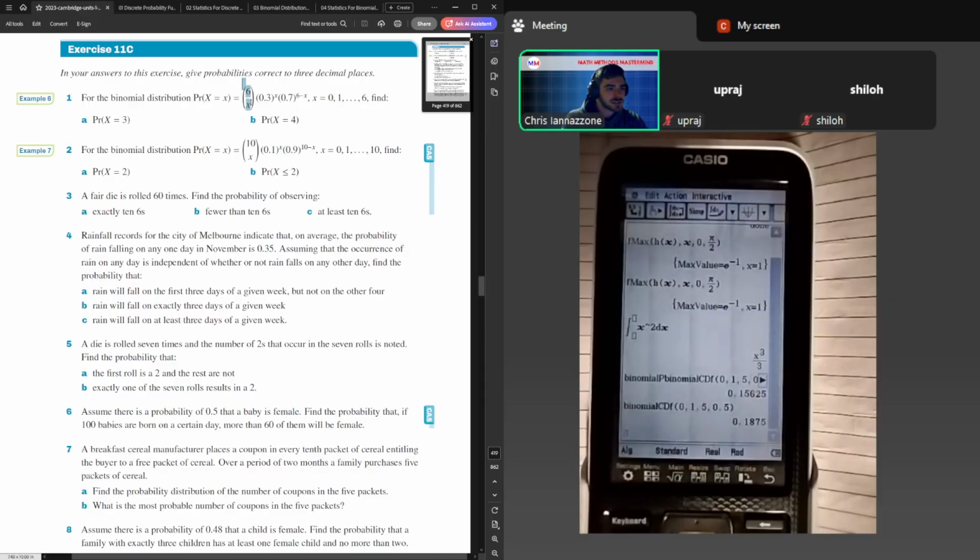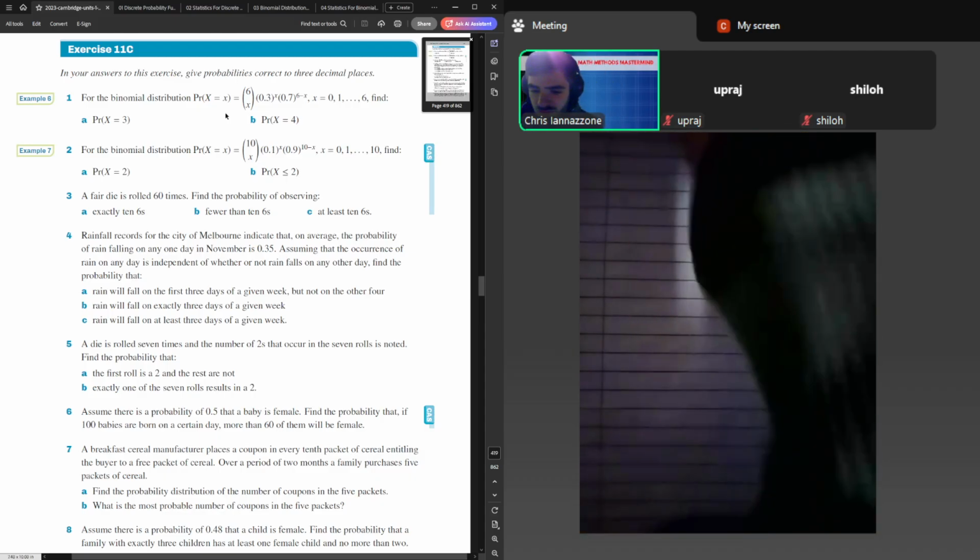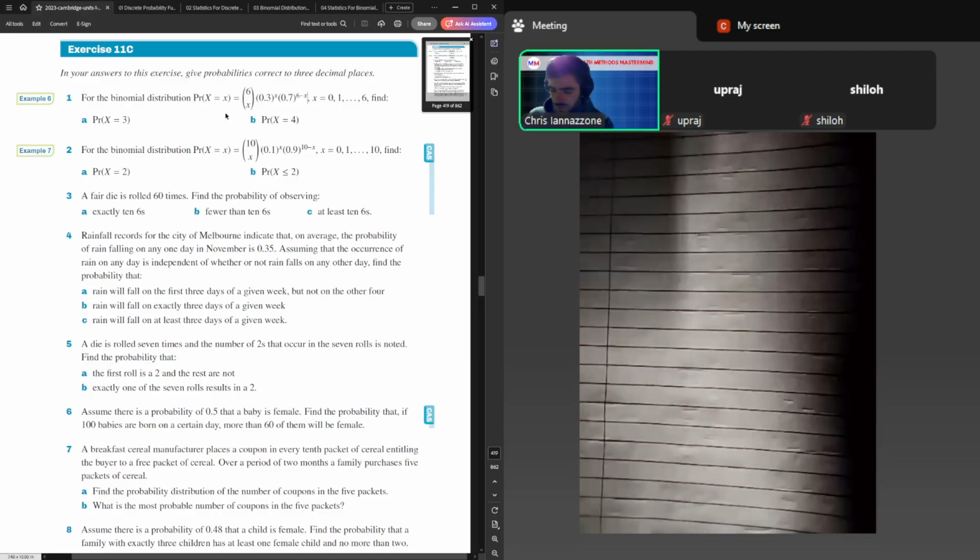question here. This notation here, by the way, is another way of saying the selections equation, nCr. So that just means n equals 6 and r equals x. That's all that means. And so when it says find the probability capital X equals 3 using the Bernoulli sequence, using this equation, what do you think we do? We'll do this one live because it'll be a bit easier to see.